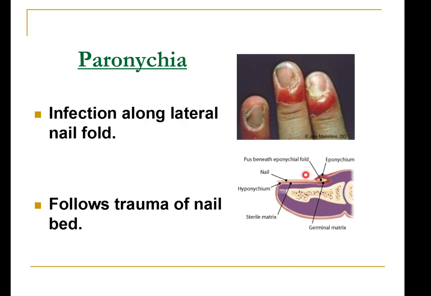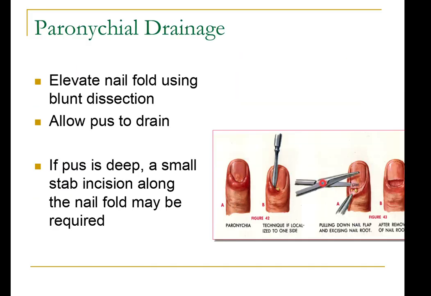So the clinical diagnosis here is paronychia, which is an infection along the lateral nail fold. It follows any trauma to the nail bed. So for this surgery, a small incision is made, or they elevate the nail fold using a blunt dissector. This allows the pus to drain. If the pus is deep, a small stab incision along the nail fold may be required.